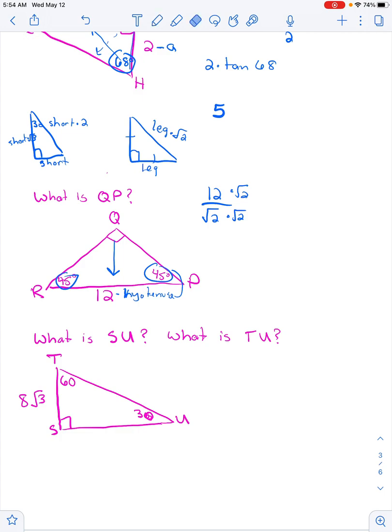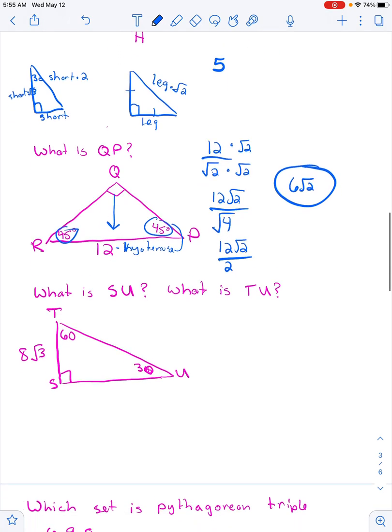So this right here is my answer, but I don't leave it in radical form, so I multiply by the square root of 2. So 12 times the square root of 2 is 12 times the square root of 2. Square root times the square root, we just multiply the numbers. 2 times 2 is 4. The square root of 4 is 2. And now we can divide. 12 divided by 2 is 6. So my answer is 6 square root of 2.